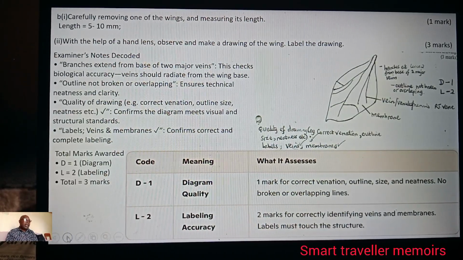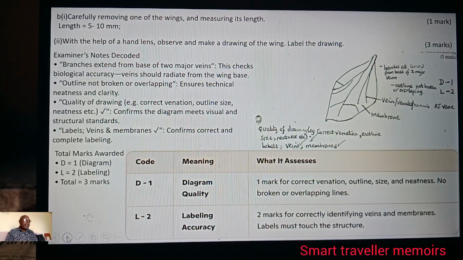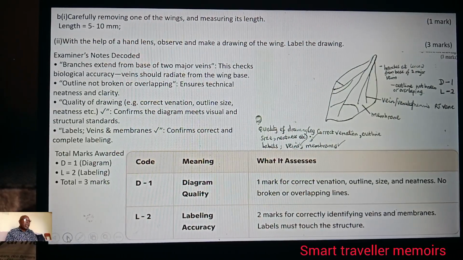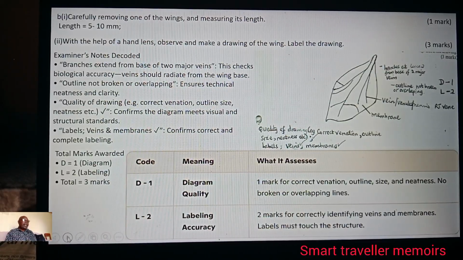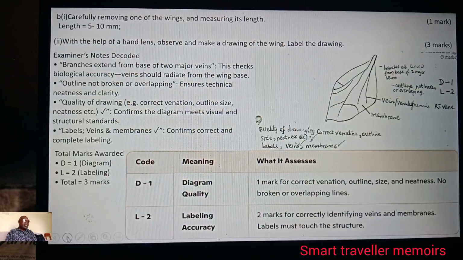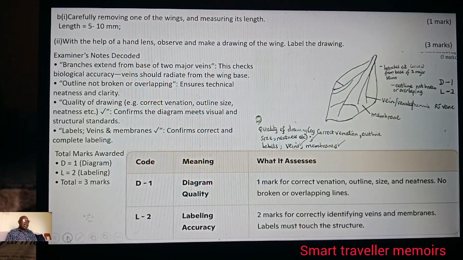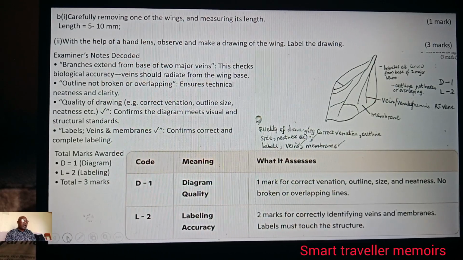Finally, they check the labels: veins and membranes. There are two, and this confirms correct and complete labeling. So this is the way the total marks were awarded. The drawing mark was 1, and the labels were 2, and the total marks were 3.